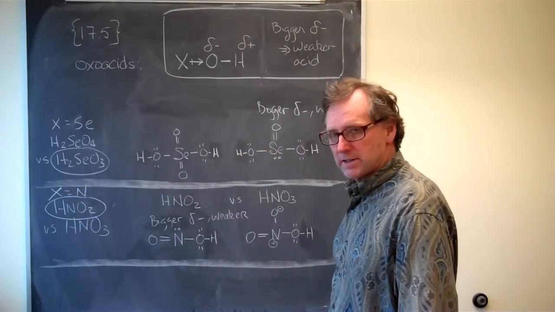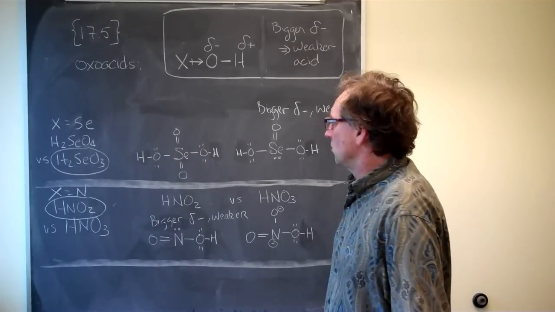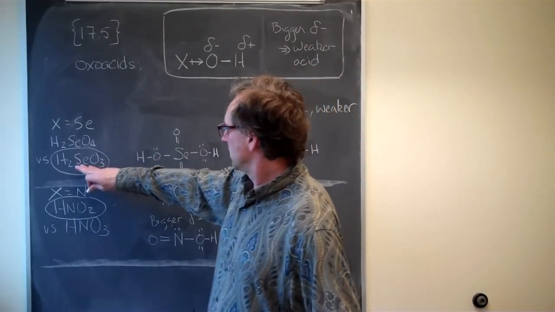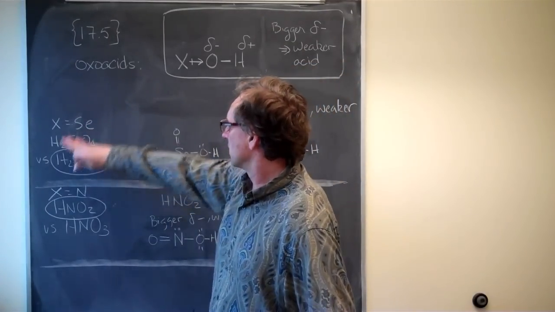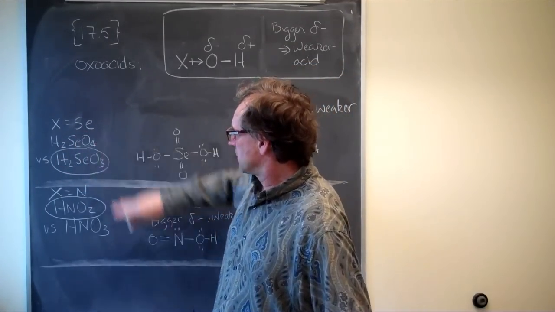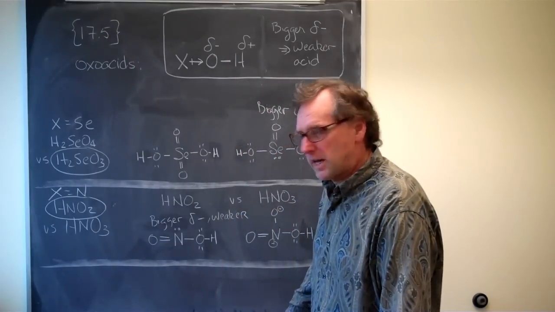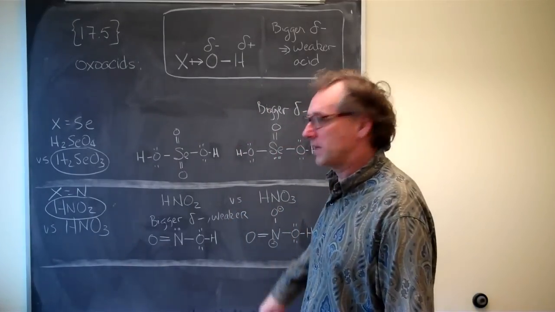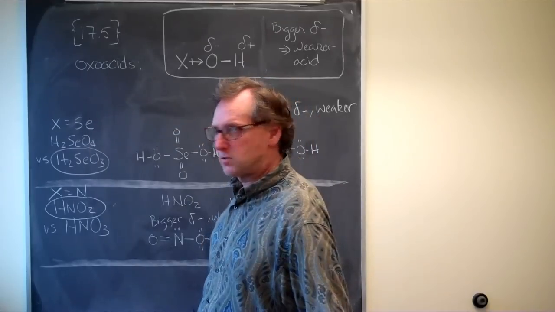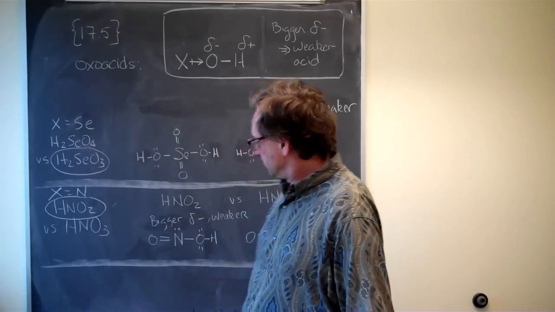Now, all the oxoacids work the same way. So essentially, all you really have to do is look at the formula and say, for the same X atom, whichever one has fewer oxygens attached to it is the weaker acid. Whichever one has more oxygens attached to it is the stronger acid. Okay.